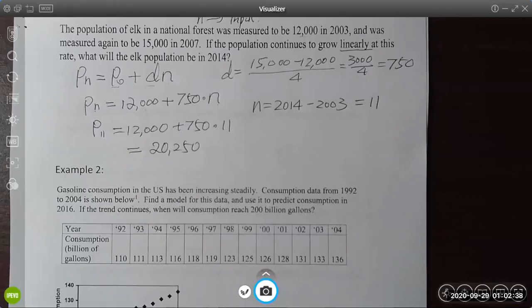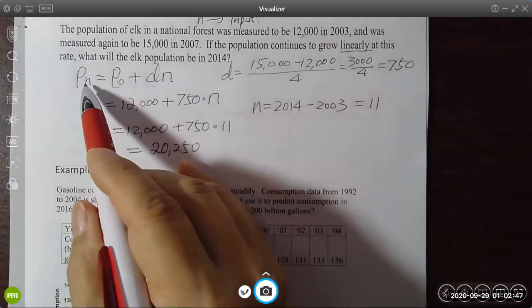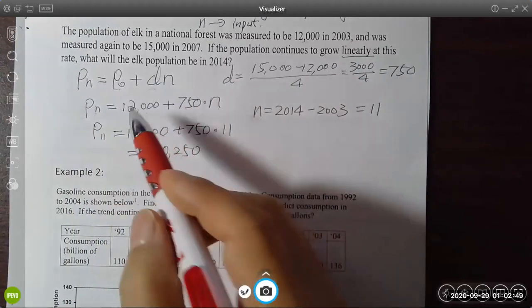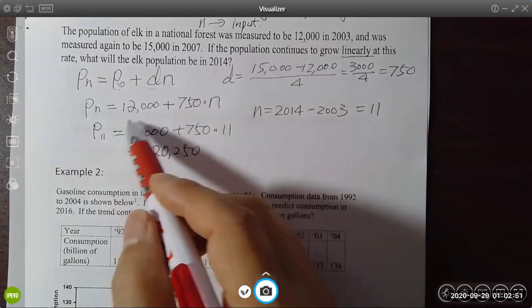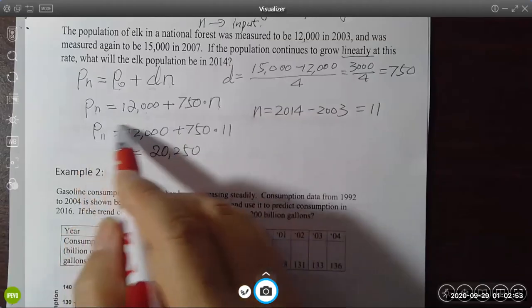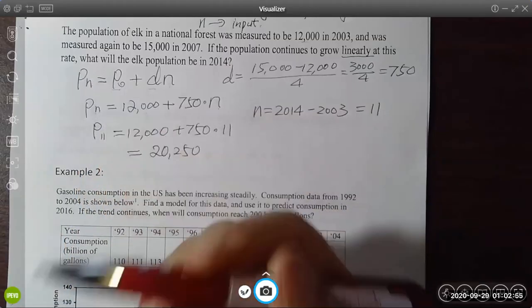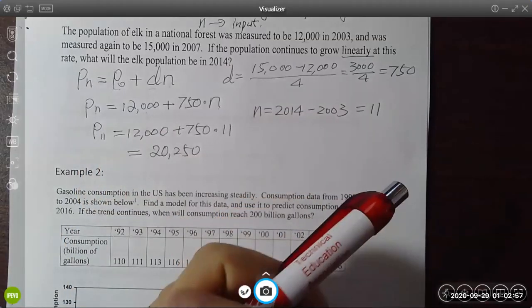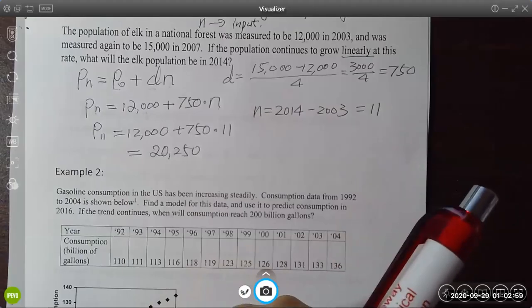Okay, that's our first example. Basically, first, identify what model is appropriate. Then write down the general form of the model. Then always figure out what the initial value is and what the growth rate is. Then you have a particular model for that particular problem. Then you can plug in the input and get the output.